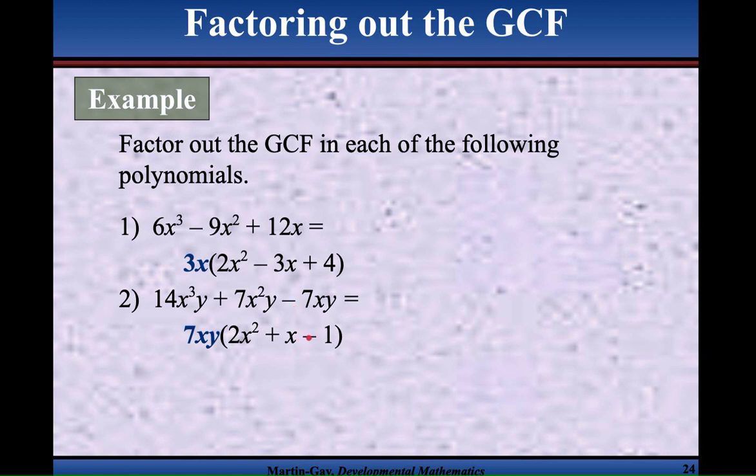Bring down my sign. So I have a 7, and I divide it by 7, and I'm left with a 1. X. Take away an x. I don't have any. Y. Take away a y, I don't have any. So I have to have this place value, because if I multiplied it back out, that would give me this term here.